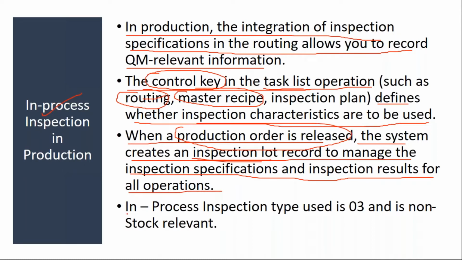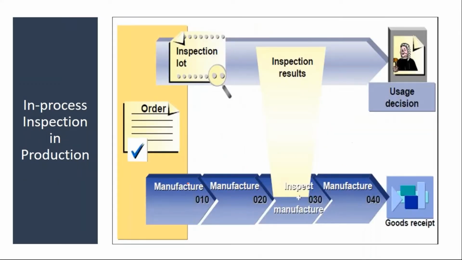This is in-process inspection. The in-process inspection type used is 03 and it is non-stock related. Here there is no stock posting because the production is still ongoing. Production is ongoing, so that's the reason there is no stock posting here. So this is the one.